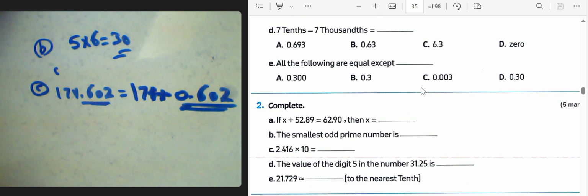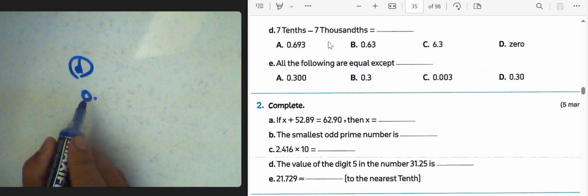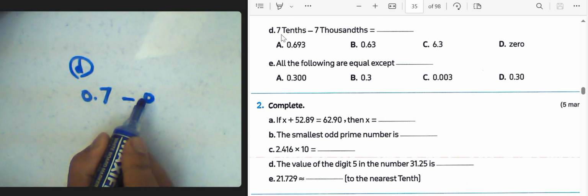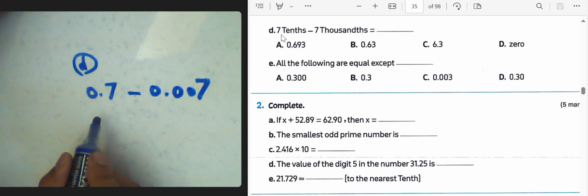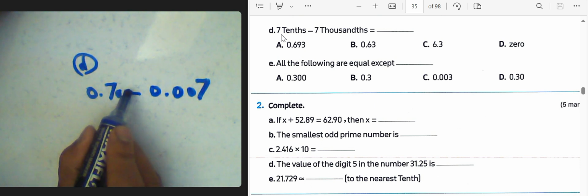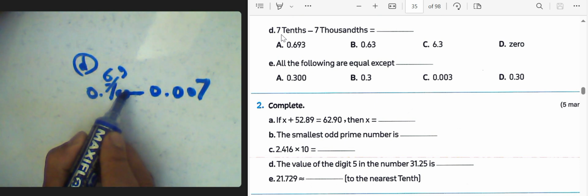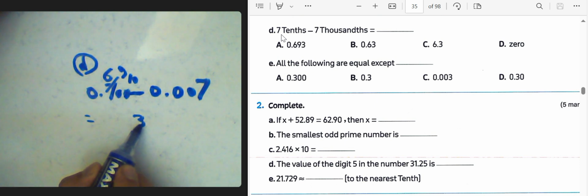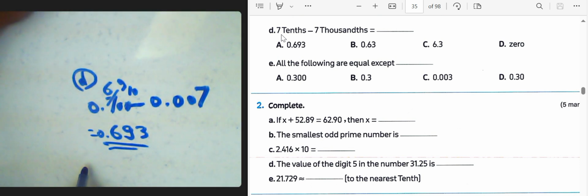Question letter D. 7/10. Okay, 7/10. We can write 7/10 and 7/1000. We can find the difference between them. Put double zero here. 0 minus 7, we can't do it. Borrow 1 from the 6. 10 minus 1 will be 9, and 0 will be 10. 10 minus 7 equals 3, and 9 minus 0 equals 9. 6 minus 0, 6. Then the result will be 693,000.